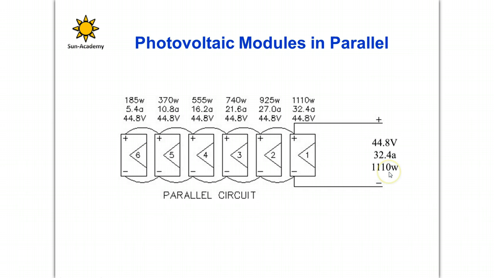However, the wattage likewise increases. Remember, power is voltage times amperage, and for the system it is 44.8 volts times 32.4 amps equals 1110 watts.